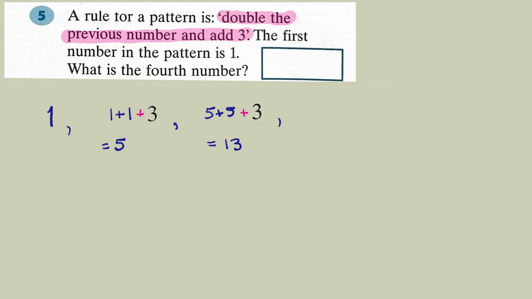Now we do the same thing for the fourth number. We double 13 and again we add 3. So our fourth number is 29. And we write that in, 29.